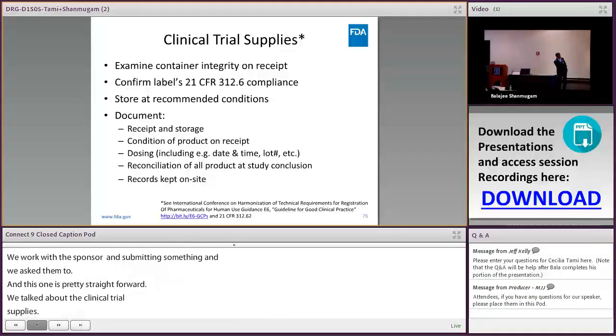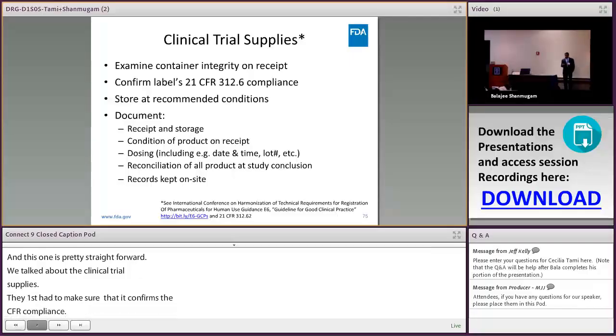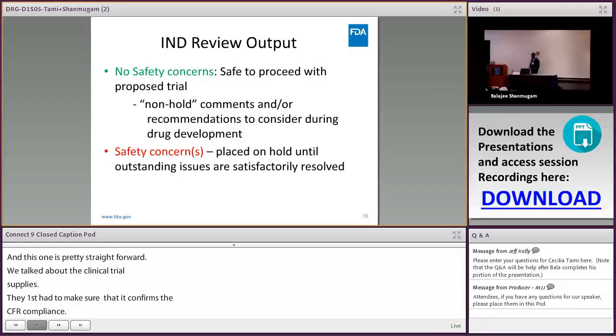They first have to make sure that it is in compliance with 312.6 on the labeling that we just saw an example of. Other than that, this would be all about documentation: the receipt, storage, condition, dosing. And the most important would be the third bullet, where it has the date and time, lot number, all the information, including who should be contacted if necessary.